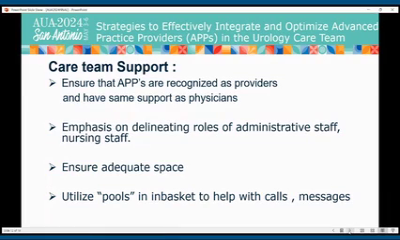We really worked hard to emphasize delineating the roles of the administrative staff and the nursing staff, and we broke down what each job can do within their scope, so we can be sure that we're utilizing the appropriate team member to do the task. And it allows us to free up our APPs to see patients, which is ultimately the goal. Not just to see patients, but to work at a provider level.